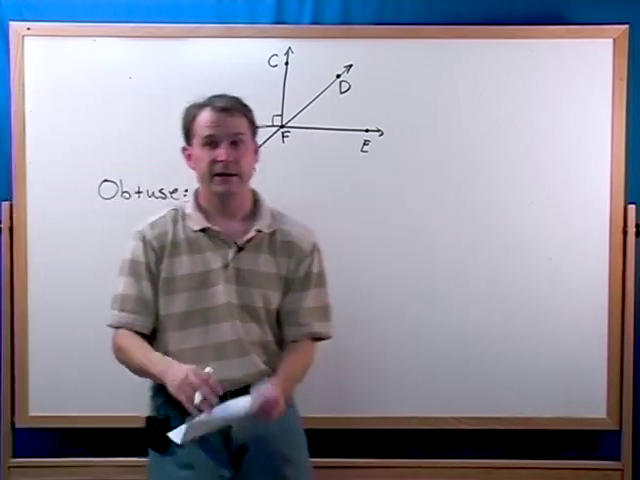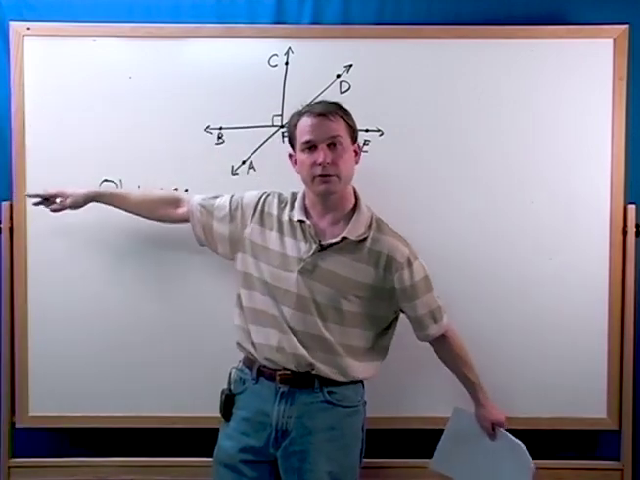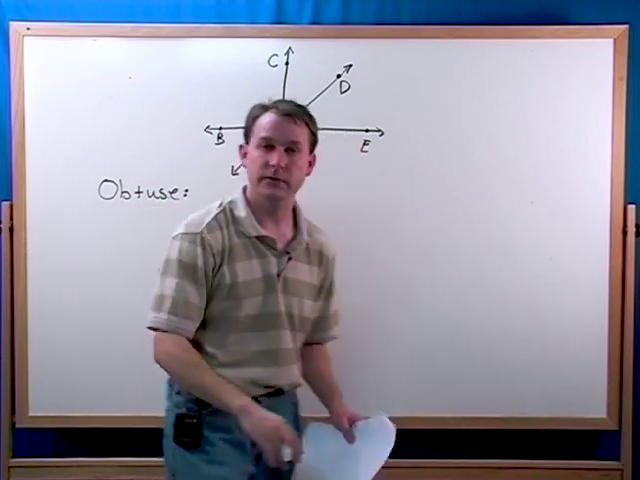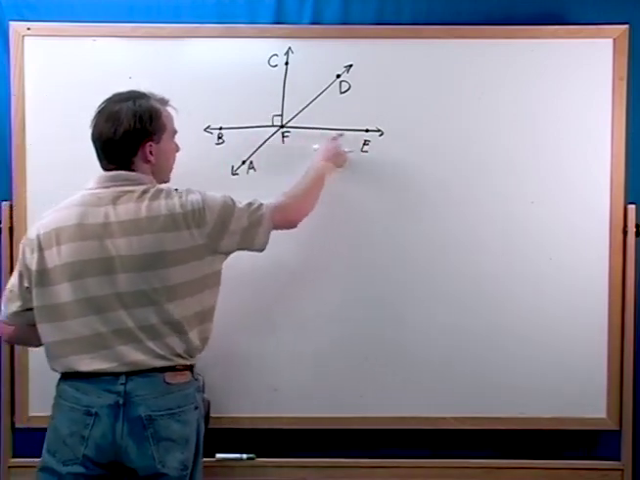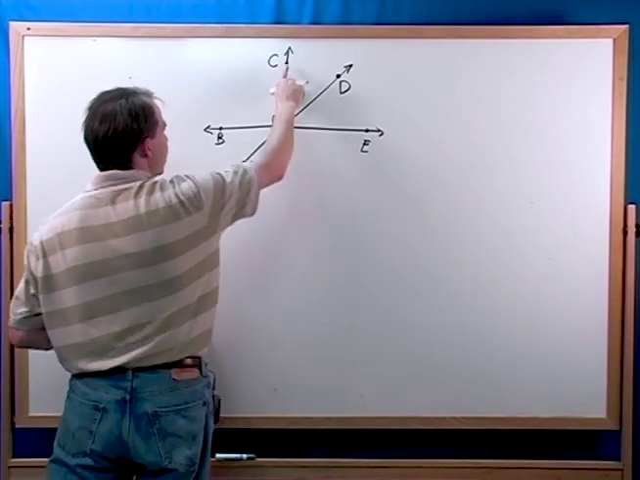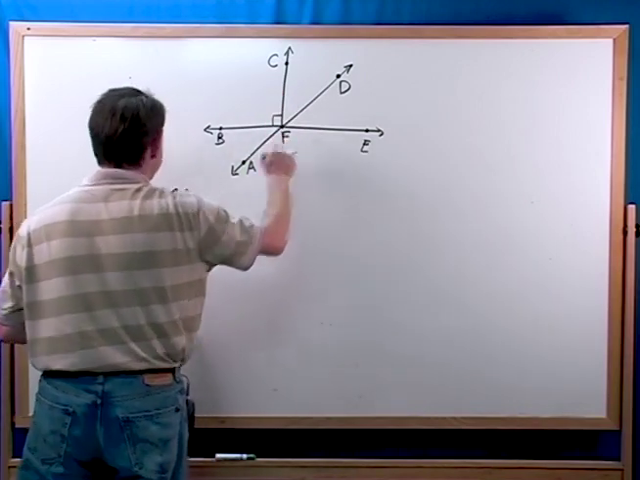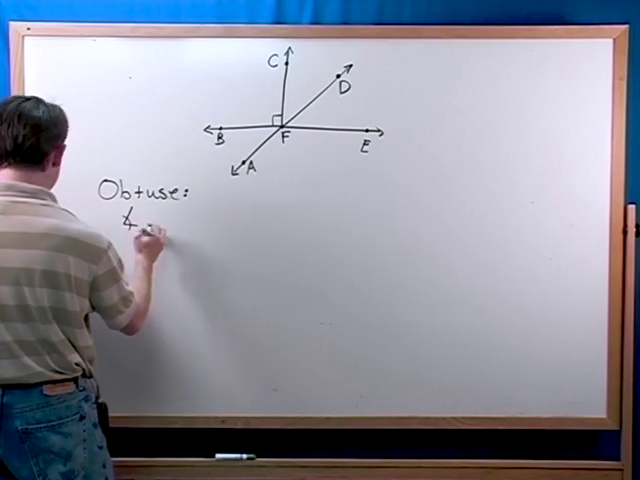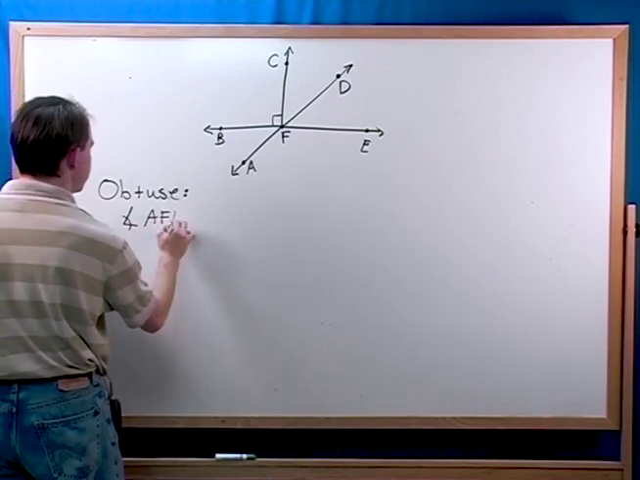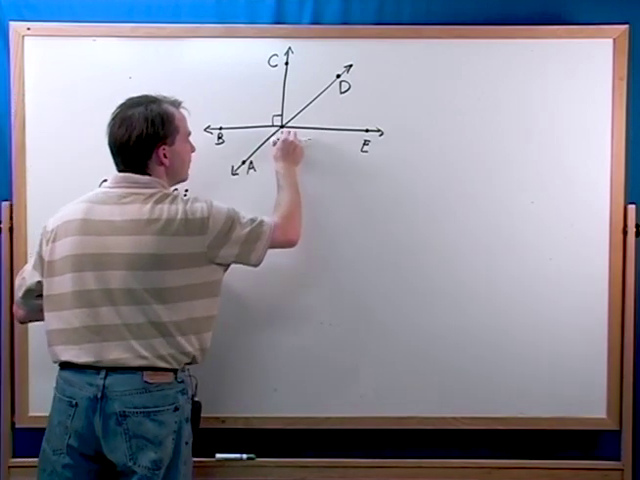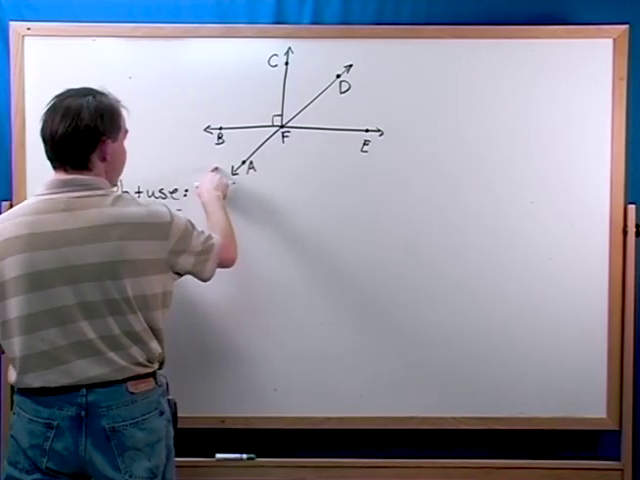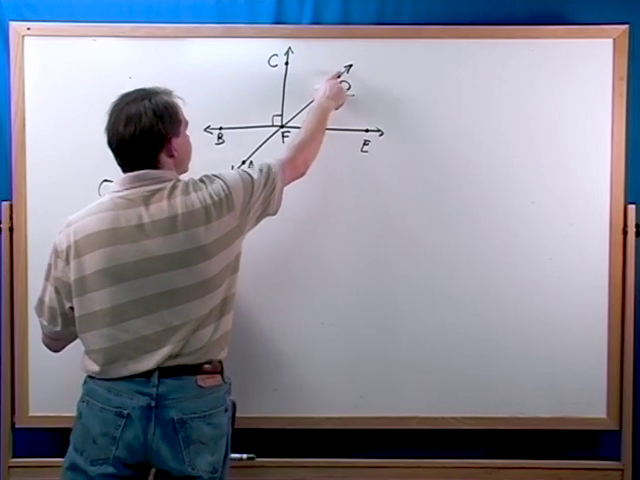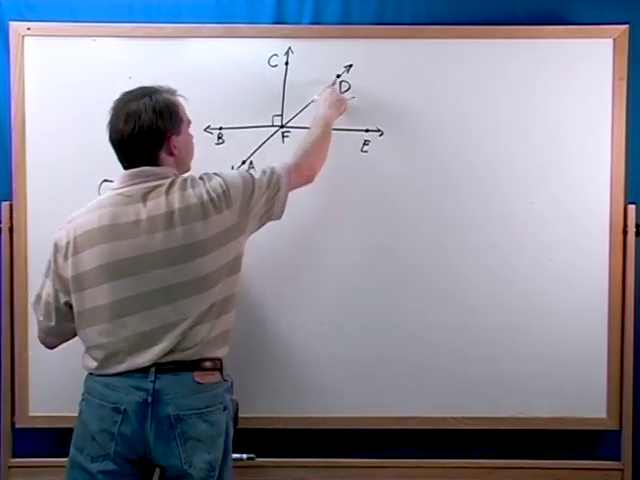Remember, obtuse angles are angles that are bigger than 90 degrees. So this one here, AFE, is bigger than 90, right? Because this is for reference. This is a right angle. This one is certainly bigger than 90 degrees. So you have angle AFE, that's bigger than 90 degrees. It's obtuse, okay? And then you also have BFD, this angle here between these rays right here.